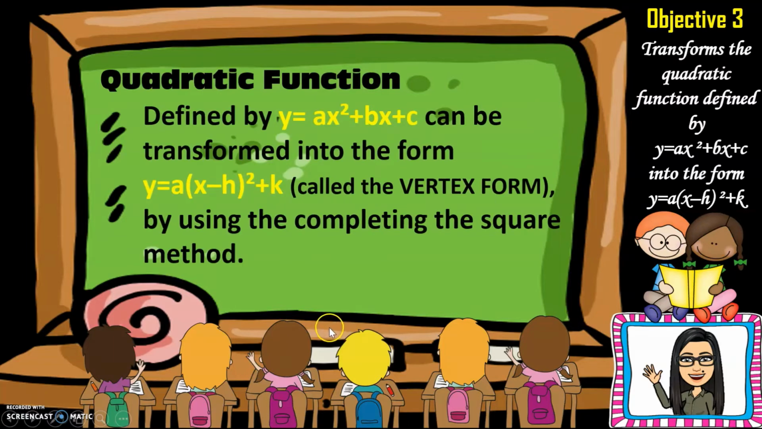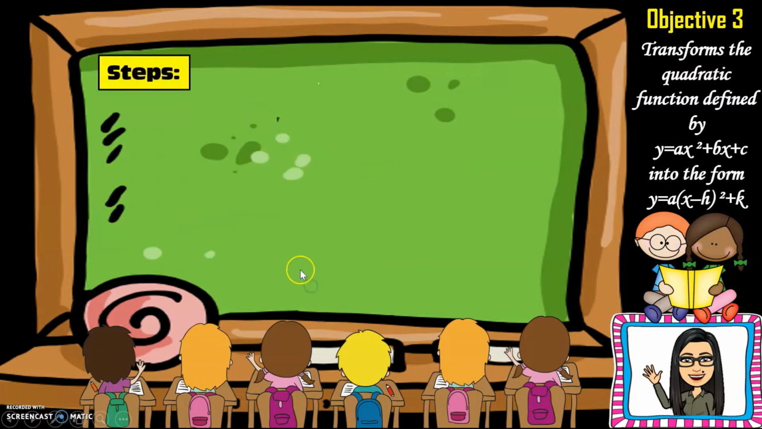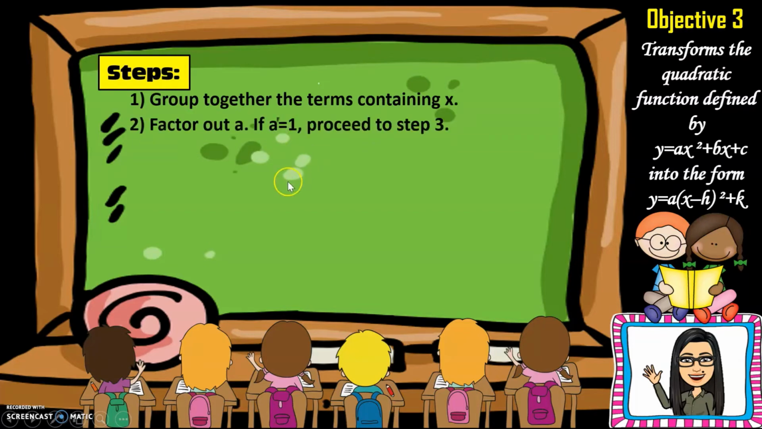A quadratic function defined by y is equal to ax squared plus bx plus c can be transformed into the form y is equal to a(x minus h) squared plus k, called the vertex form, by using the completing the square method. How? By following these steps. First, group together the terms containing x. Second, factor out a. If a is equal to 1, proceed to step 3.